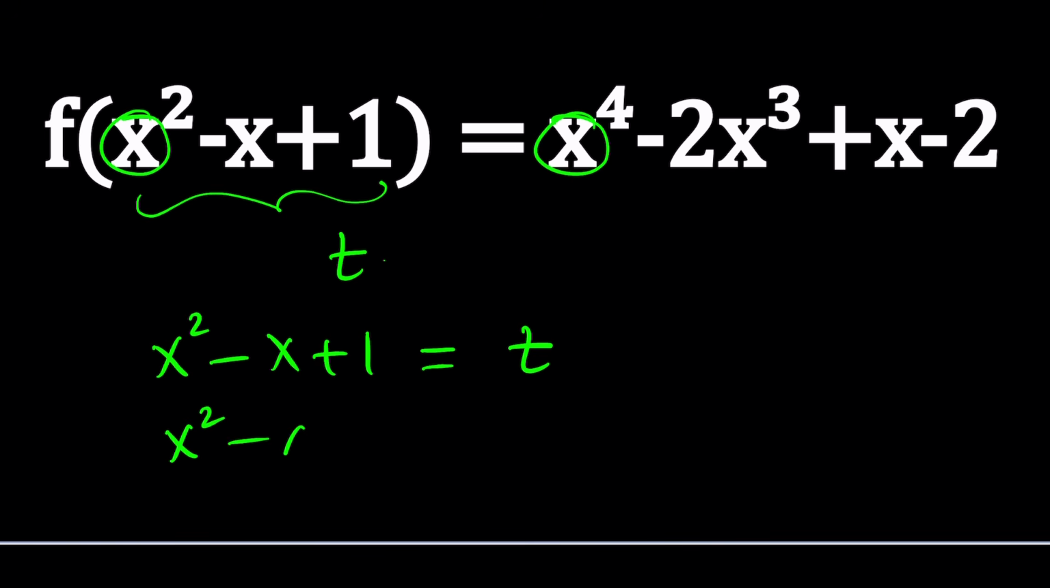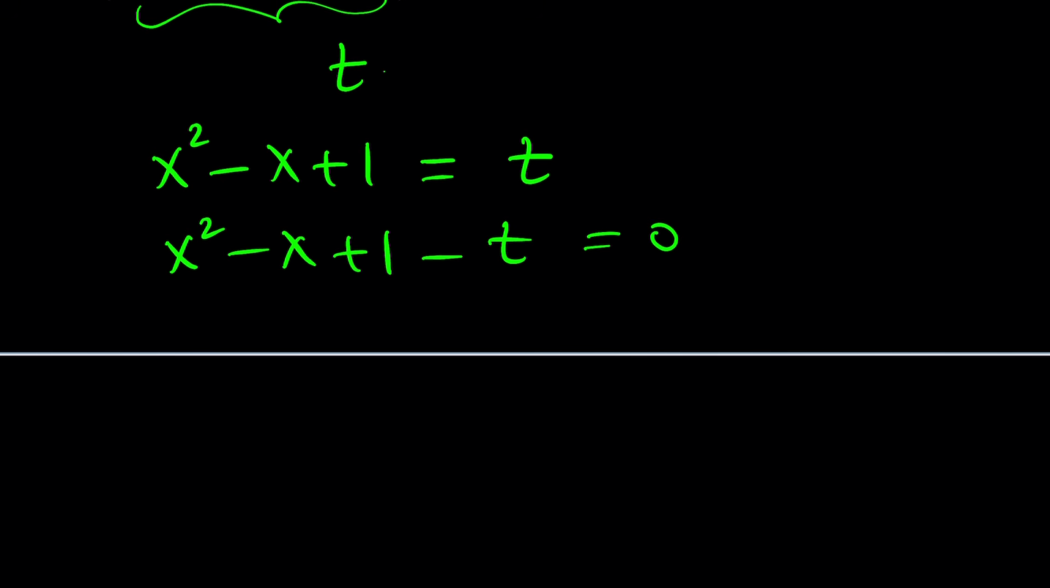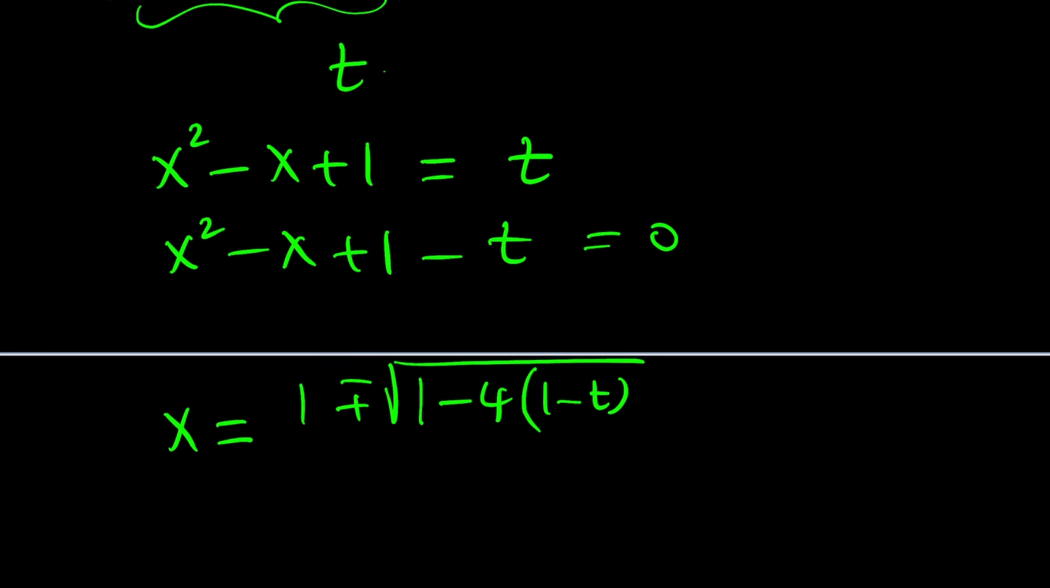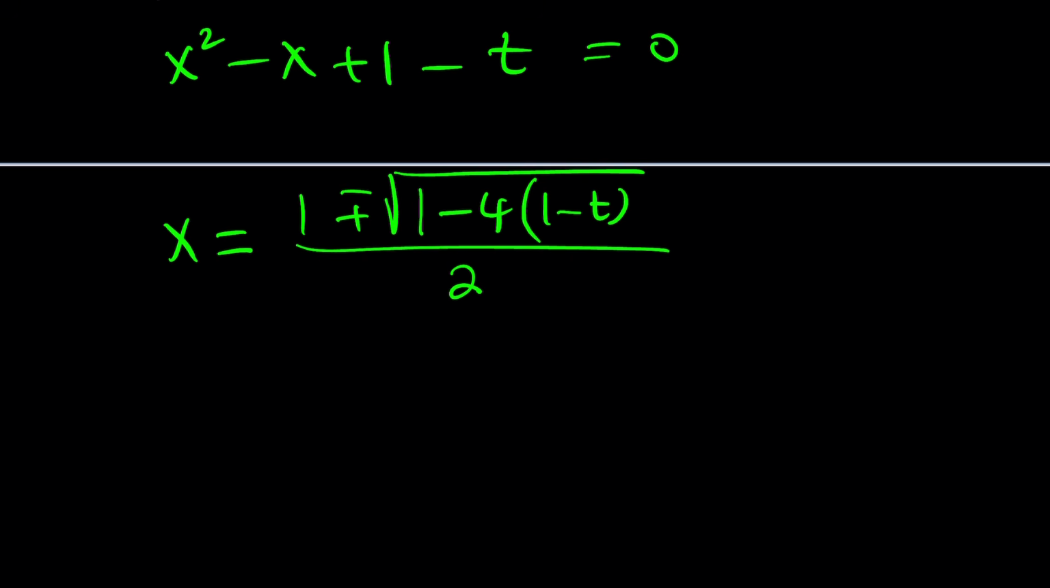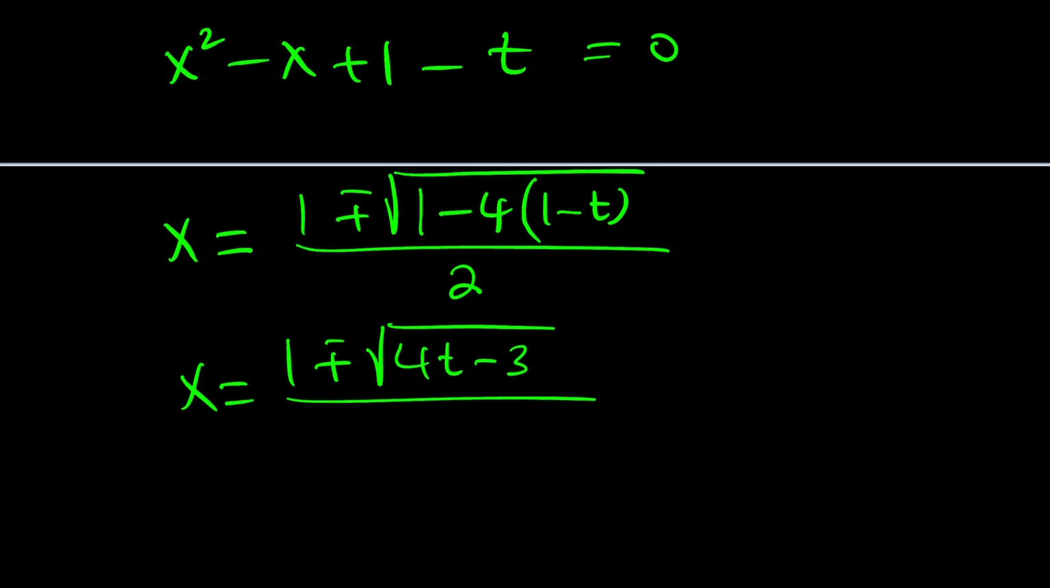Easy. It is a quadratic equation. Subtract t from both sides and just solve the quadratic with the formula. The formula says negative b plus minus the square root of b squared, which is 1, minus 4a, which is 1, times c. That is going to be 1 minus t, all over 2a, which is 2. Let's simplify inside the radical. 1 plus minus square root of, we get 1 minus 4 plus 4t, so it is 4t minus 3. And then the whole thing is divided by 2.